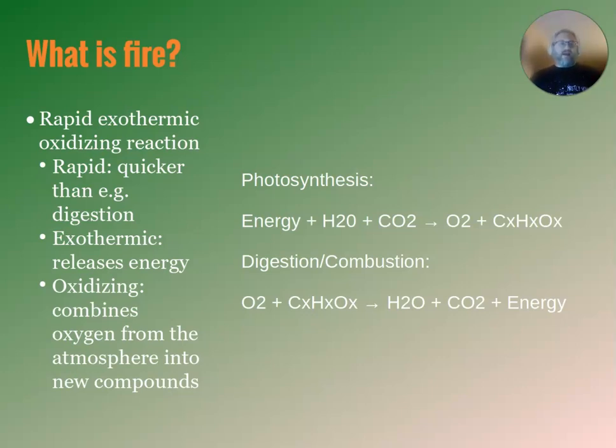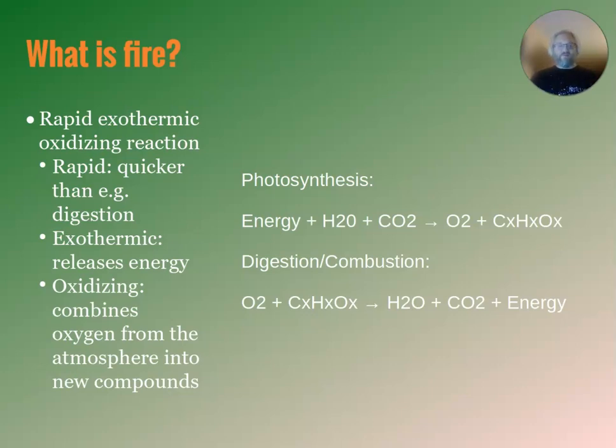We can define fire as a rapid exothermic oxidizing reaction. So fire is a chemical reaction. It's not a substance. So you may have heard of the ancient Greek idea of the four elements, where you had earth, water, air, and fire. And so they thought of fire as stuff, as a substance. But we now understand that fire is a process. It's a chemical reaction. It's a thing that happens. And it's a rapid exothermic oxidizing reaction.